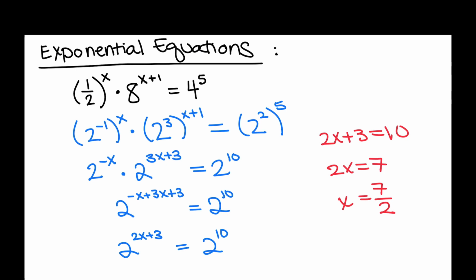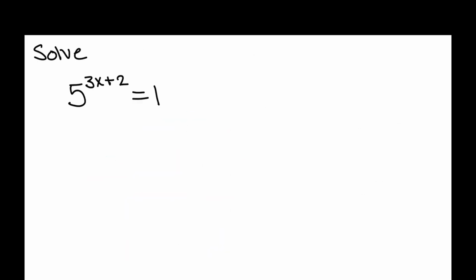X equals 7/2. Now this technique is only going to work if you have nice numbers, numbers that can all be written with the exact same base. And that's not always going to be true. And so I'm going to show you a second method. In the second method, we are going to take the log of both sides to basically undo the exponential. So I have the equation 5 to the 3x plus 2 equals 1.